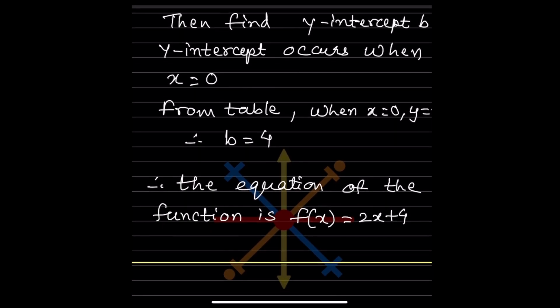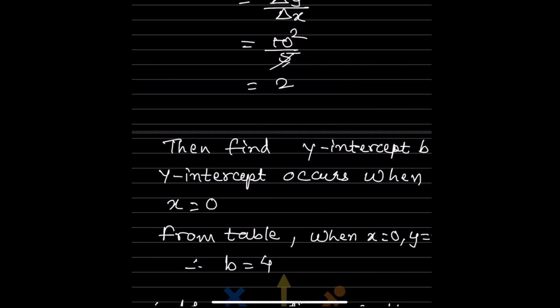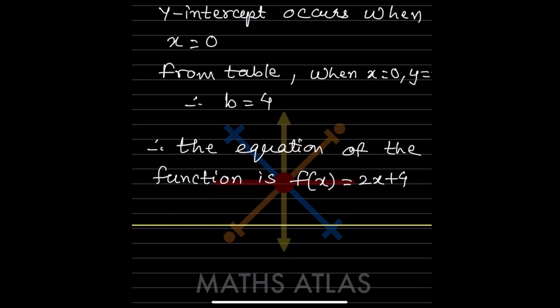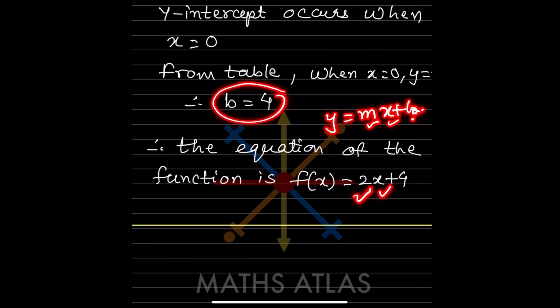So b is what? So we can say b is 4, because we always see the y-intercept for b, that is 4. So now how will you write the equation? F of x, you know the formula, y is equal to mx plus b. So M you will write here, we got the slope as 2, x as it is, and the b value you got as 4. So this is the equation.